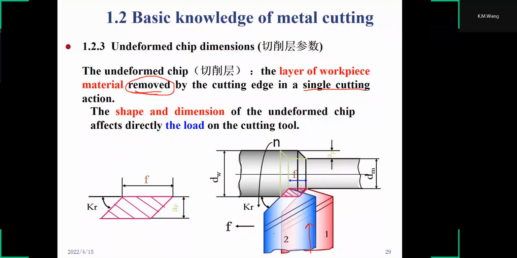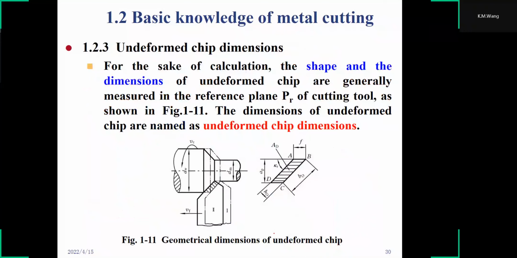We should know how to calculate the undeformed chips. For the sake of the calculation, the shape and the dimensions of undeformed chips are generally measured in reference plane PR of the cutting tools. I show in this picture, we can calculate the undeformed chip dimensions.